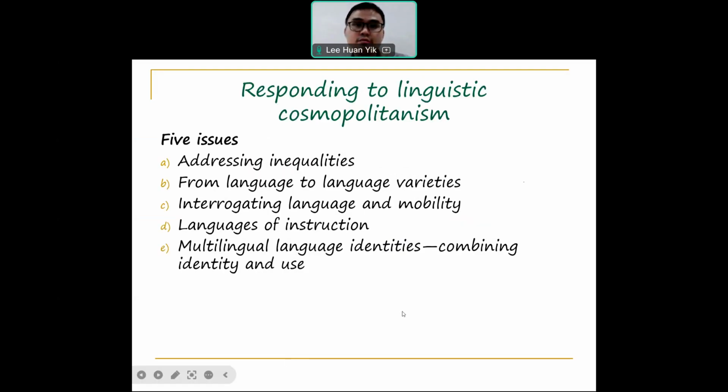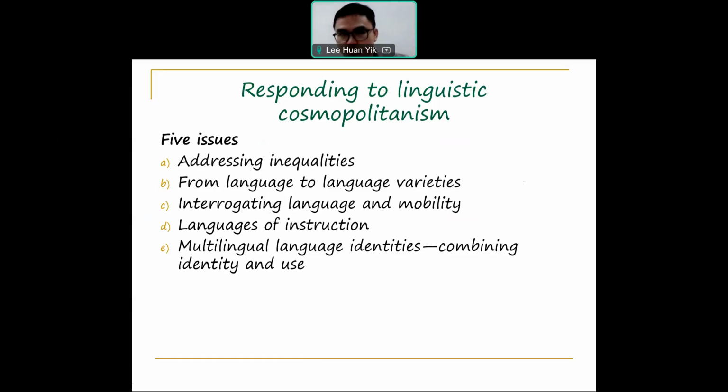Okay, so let's respond to this so-called linguistic cosmopolitanism. And how do we respond to this? Well, there are 5 issues here that we need to look at. So we need to address inequalities. That's very common, right? So we address inequalities in society now between the languages as well as between different groups of people. Or we call it unequal Englishes, the book by Ronnie Tupas.